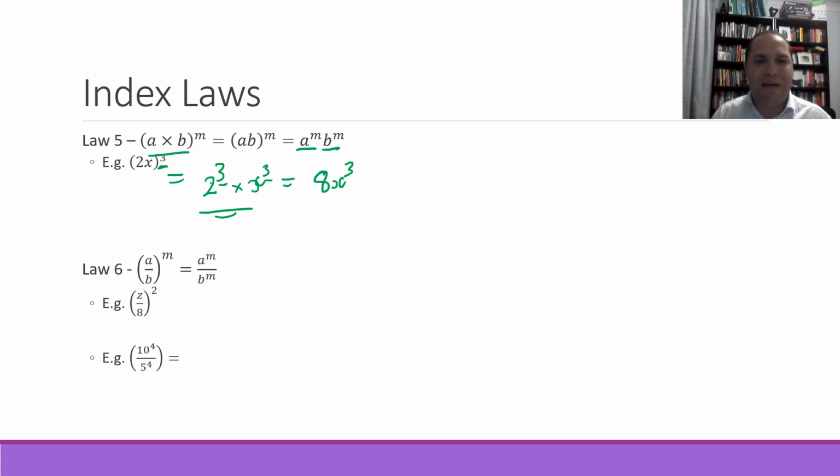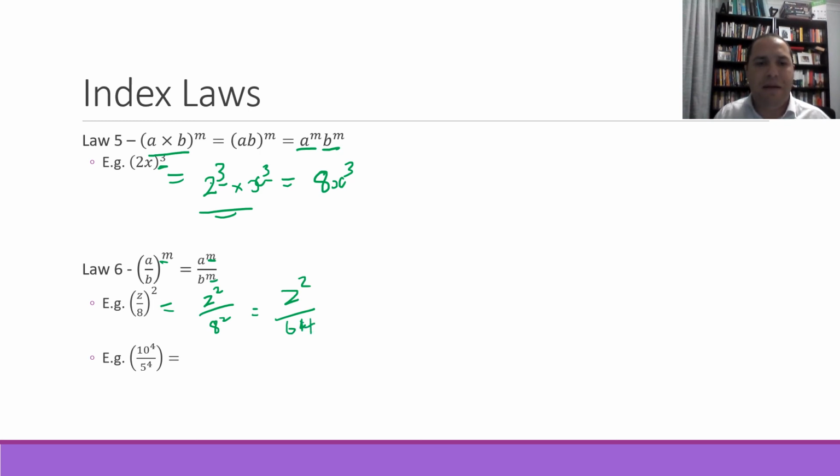It does not work if on the inside the brackets have add or subtract. And then finally, basically the same rule, just with a fraction. If you've got a fraction to the power of m, take the top to the power of m and the numerator and the denominator, sorry, to the power of m as well. So here that will become z squared over 8 squared, which will just be z squared over 64.